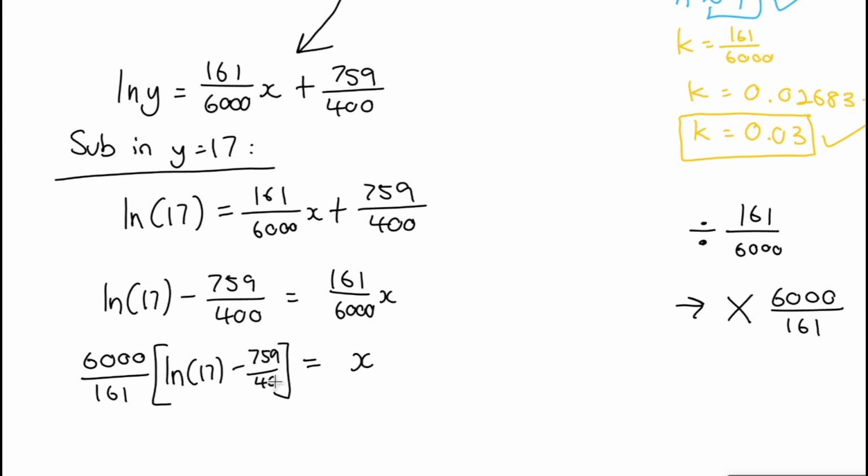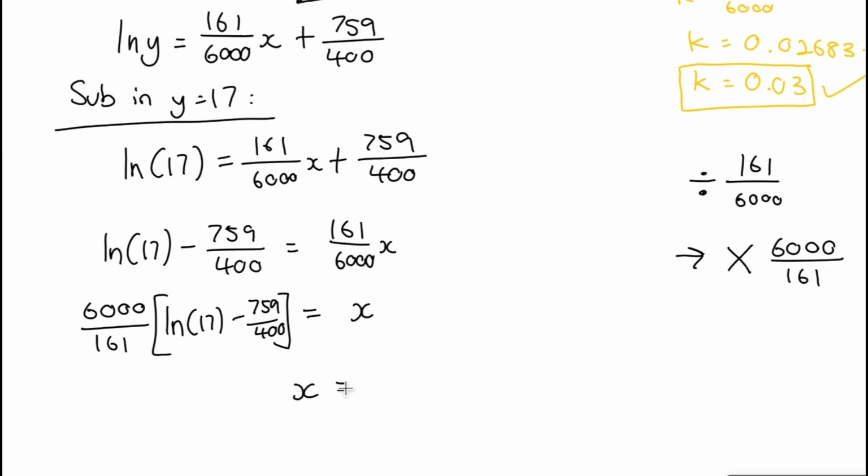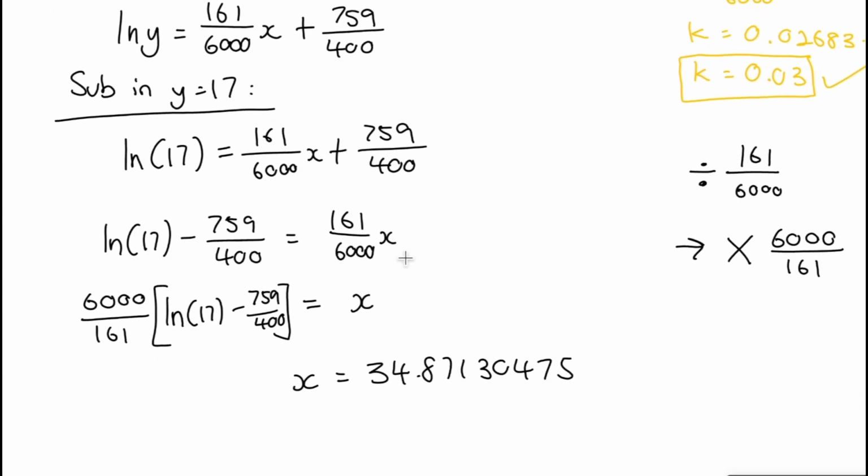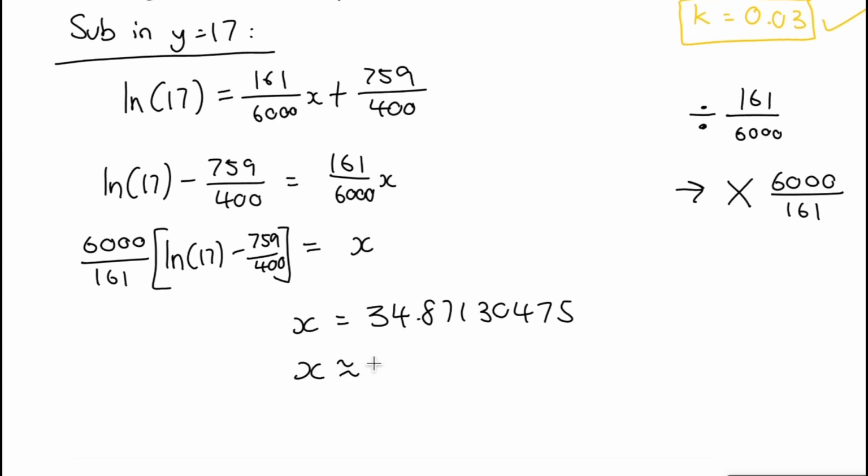And this is something you could type into your calculator to get the final answer. So let's try it out. 6000 over 161 multiplied by ln 17 minus 759 over 400, and we get 34.87. They haven't specified what way to leave our answer in, so I'm just going to round it to the IGCSE default, which is 3 significant figures. That's going to be 34.9.